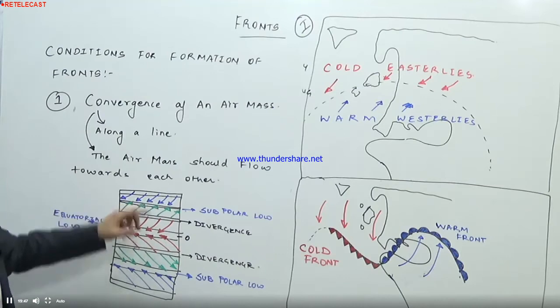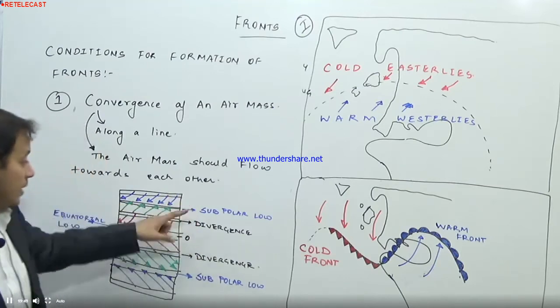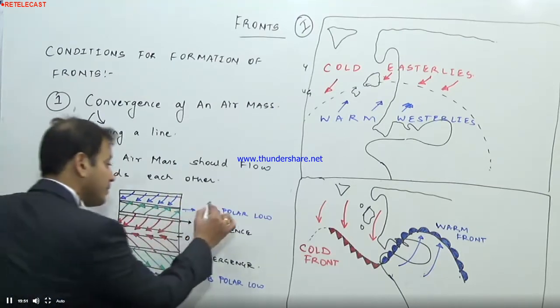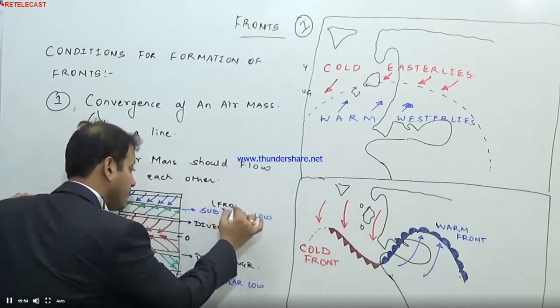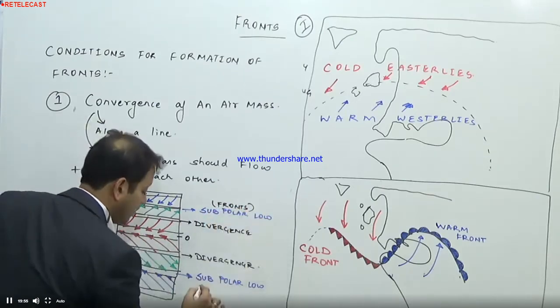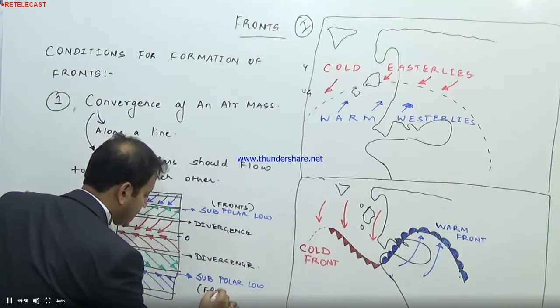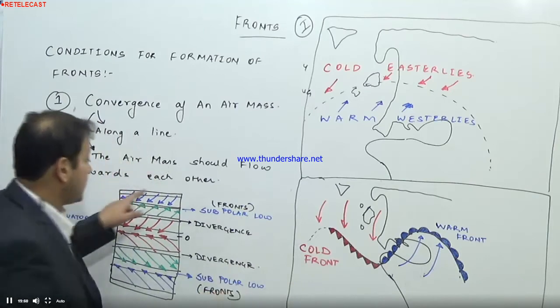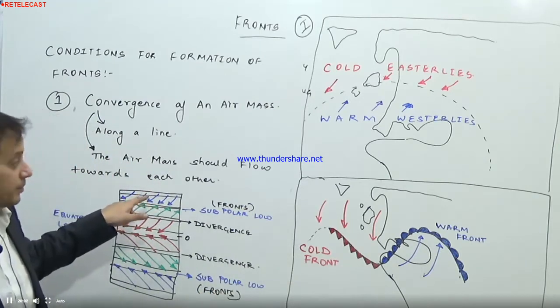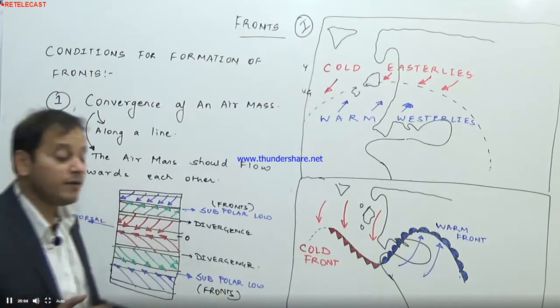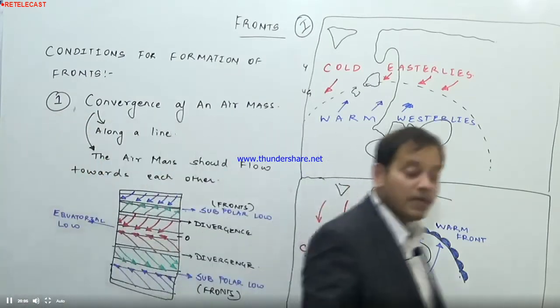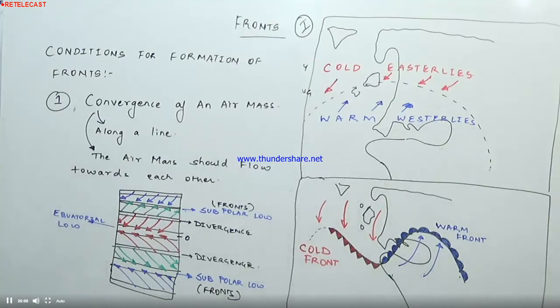Subpolar low pressure belt is known as the frontal zone, in both the latitudes. So this is the area of fronts in both the latitudes. While this area is known as an area of a polar high, that is extremely high cold temperature, and so a high pressure belt is formed in this region.